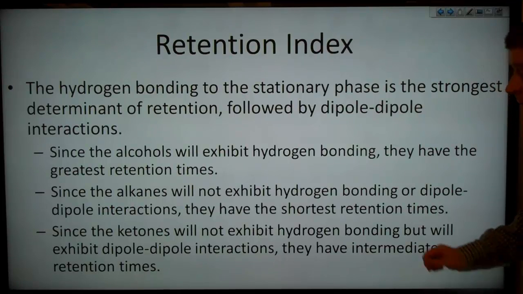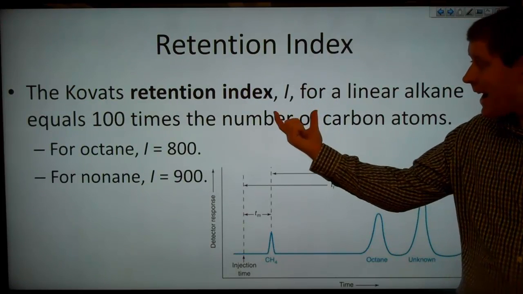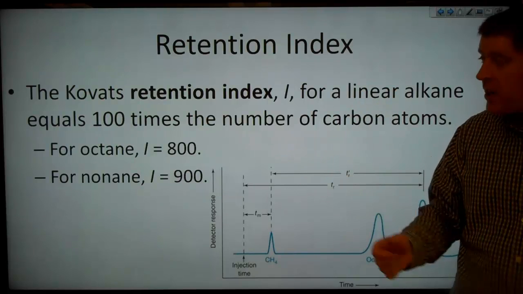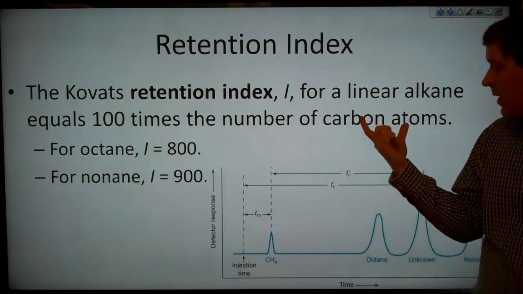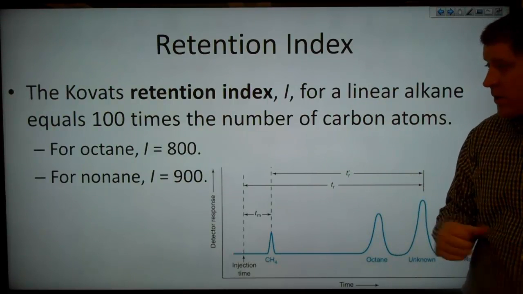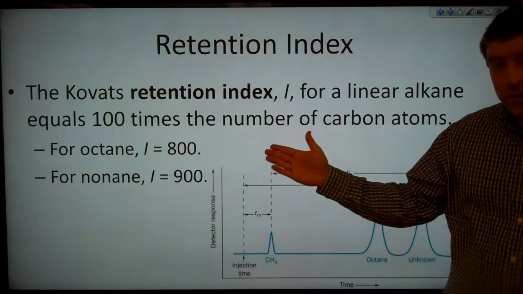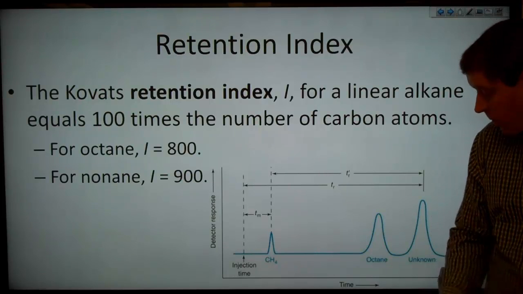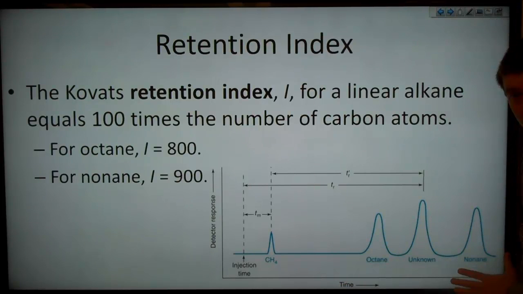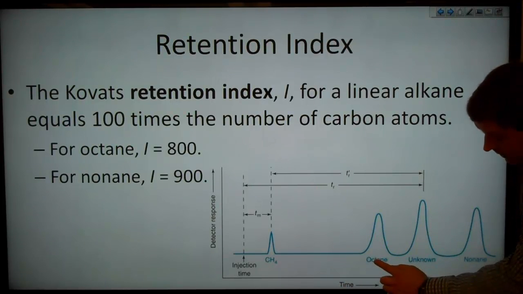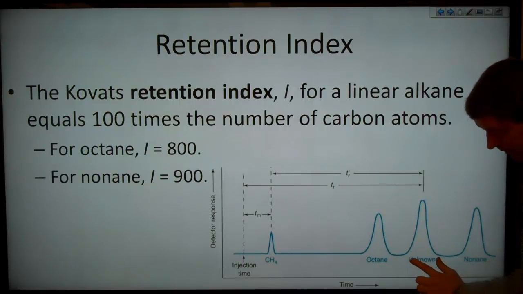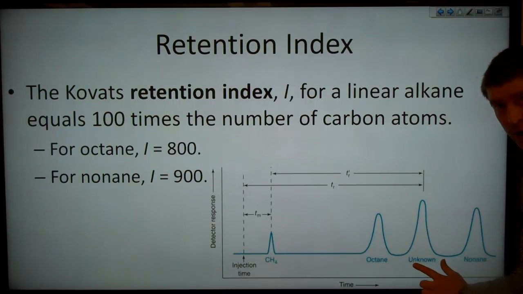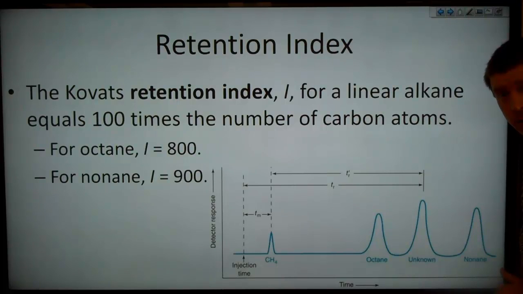So the Kovats retention index I for a linear alkane equals 100 times the number of carbon atoms. So for octane, I is 800. For nonane, I is 900. If we look at a chromatogram here, we've got octane there, and we have nonane here, and we've got some unknown peak in the middle. That one is the peak that we're going to be looking at here.